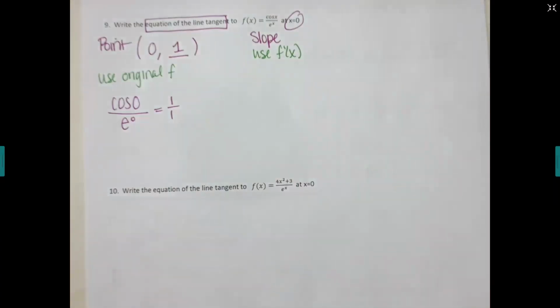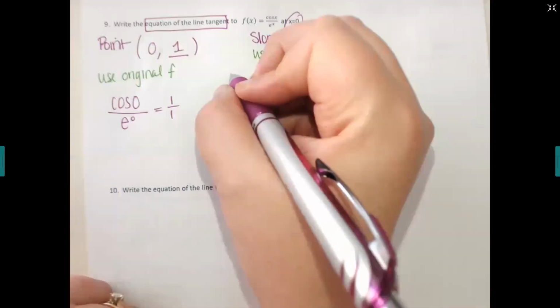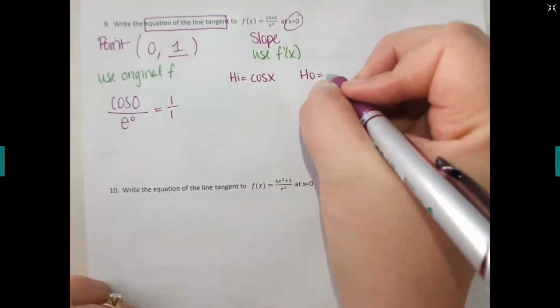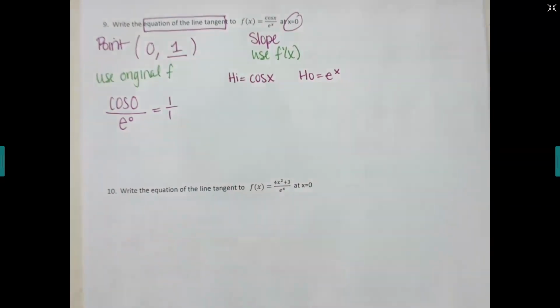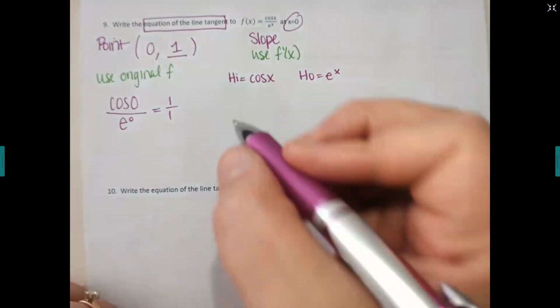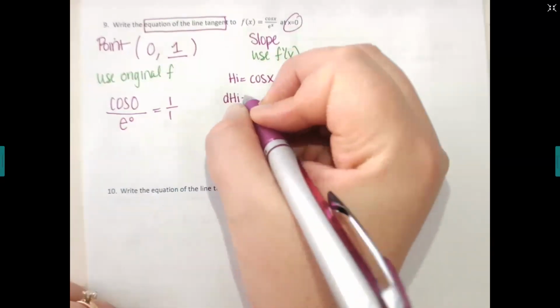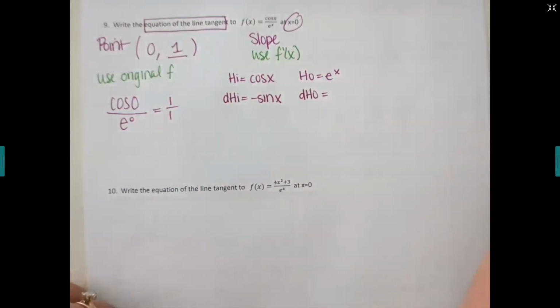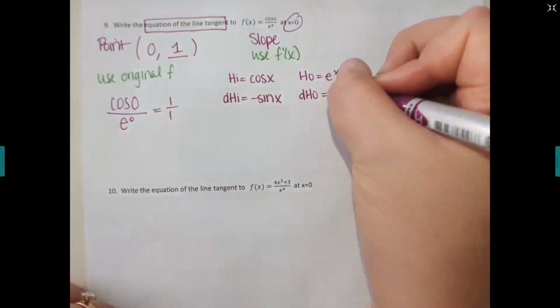Next, I need the slope, which means I'm taking the derivative, but I notice that my function is a quotient. Then I need quotient rule. So my high is going to be cosine x. My ho is going to be e to the x. And then we're going to take the derivative of those pieces and write our quotient rule. If high is cosine x, what is d high? Negative sine x. D ho is the derivative of e to the x, which is still e to the x.